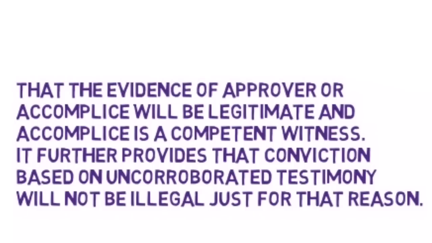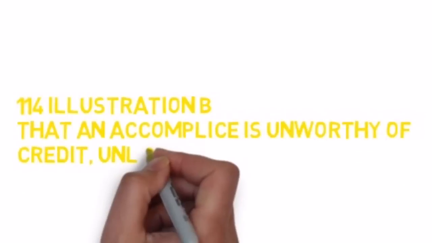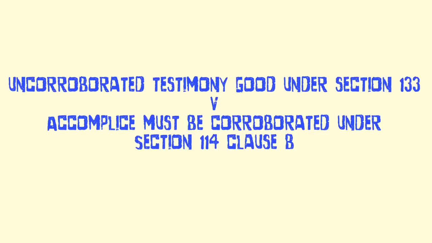However, as we've already read, Section 114B provides that an accomplice is unworthy of credit unless he is corroborated. So which one is correct? Uncorroborated testimony is good under Section 133 and 114 Clause B says that accomplice evidence is not good unless corroborated. What should we make out of this?